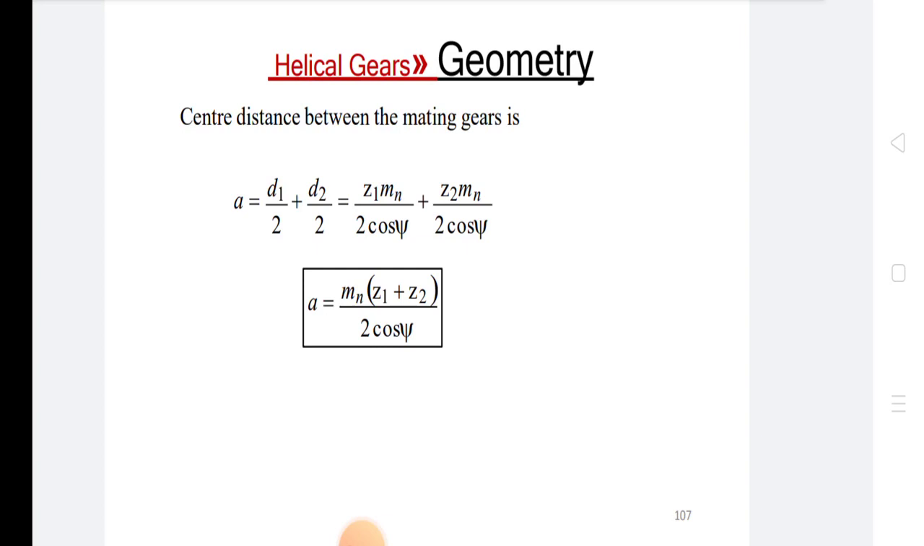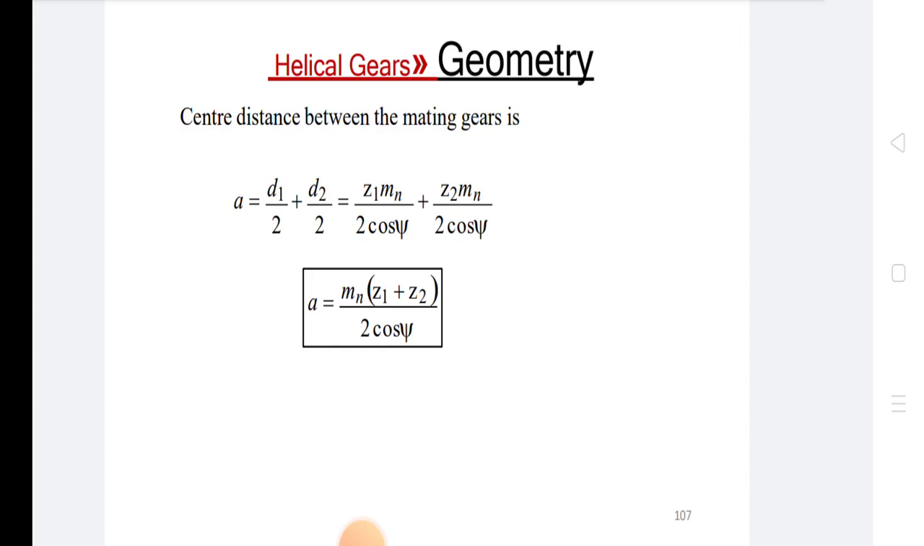Transverse circular pitch and transverse module. Also, normal circular pitch and normal module. These are different terminology. Next is axial pitch. It is the distance between corresponding points on adjacent teeth measured on the pitch surface in the axial direction. It is denoted by PA.